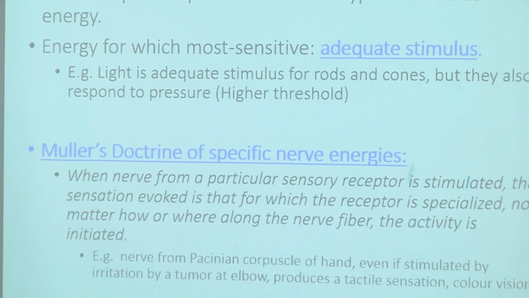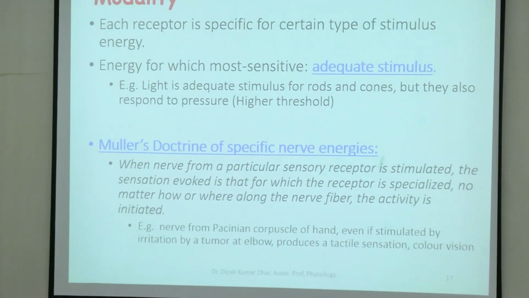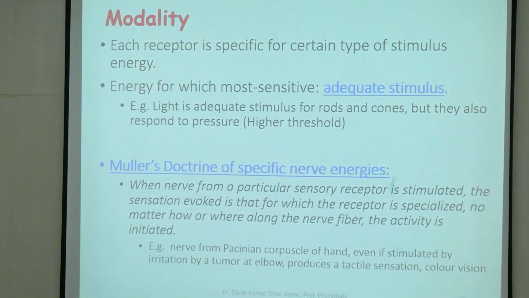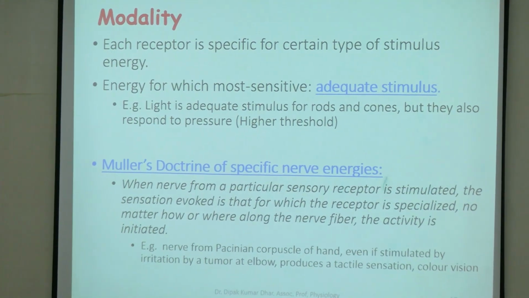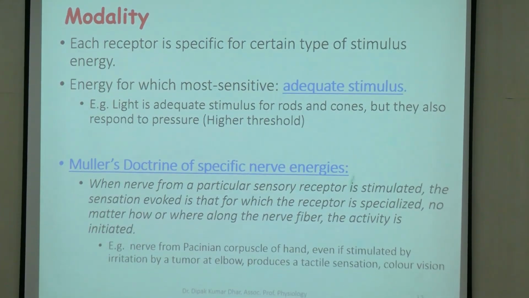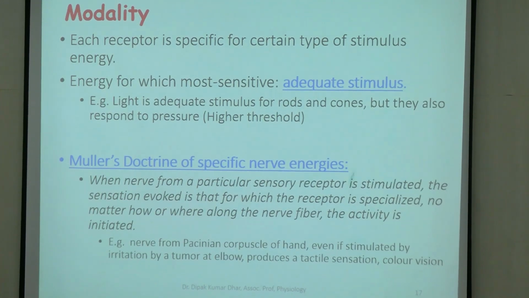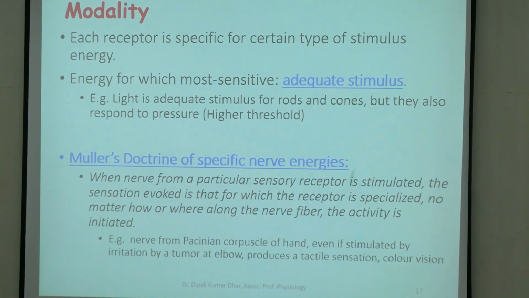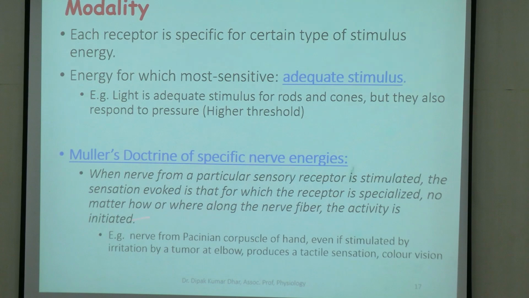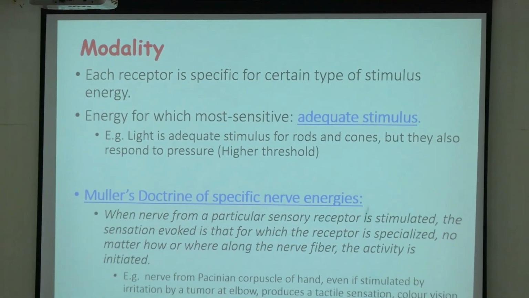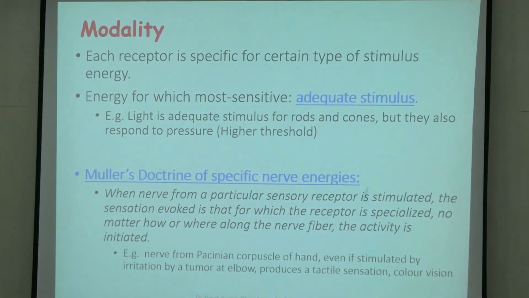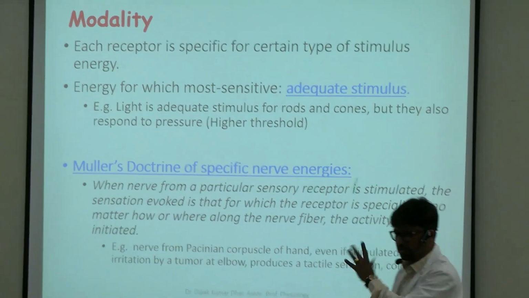The second aspect that you should know here is a law, Muller's doctrine of specific nerve energy. This law states that when a nerve from a particular sensory receptor is stimulated anywhere along its course to the brain, from the receptor to the brain, the sensation evoked is that for which the receptor is specialized, no matter how or where along the nerve fiber the activity was initiated. Say, for example, a nerve connected to a Pacinian corpuscle is carrying the sensation of touch and pressure to the brain.